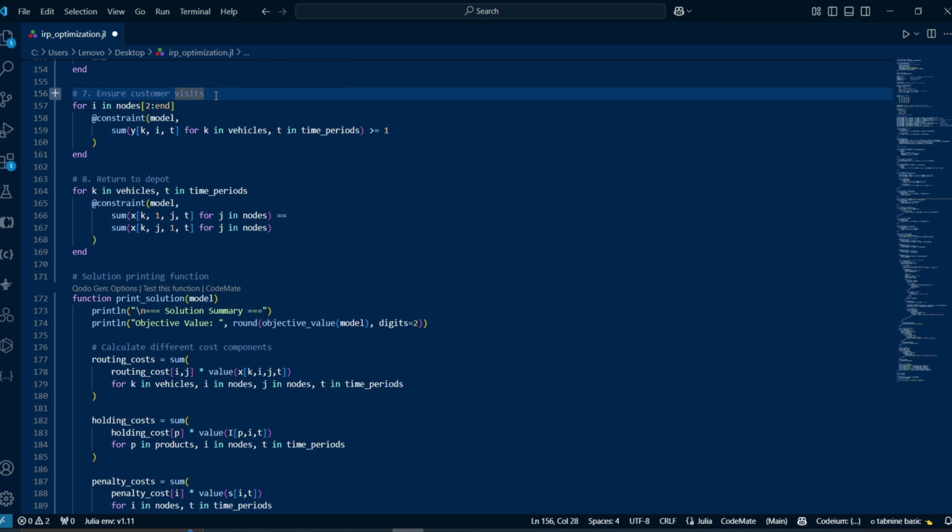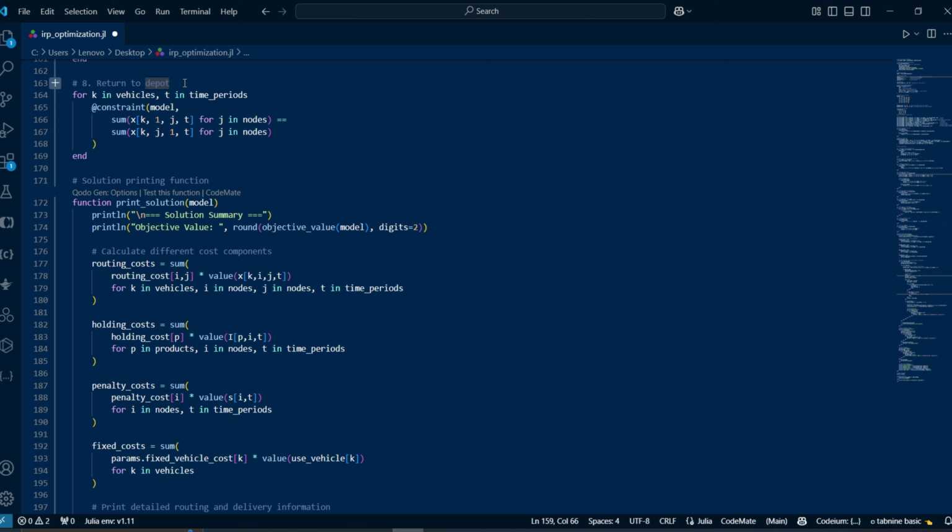And 7, what is that? This constraint guarantees that all customer nodes are visited at least once during the entire planning horizon. And it is represented like this. This ensures that no customer is neglected, fulfilling the basic requirement of the routing problem.